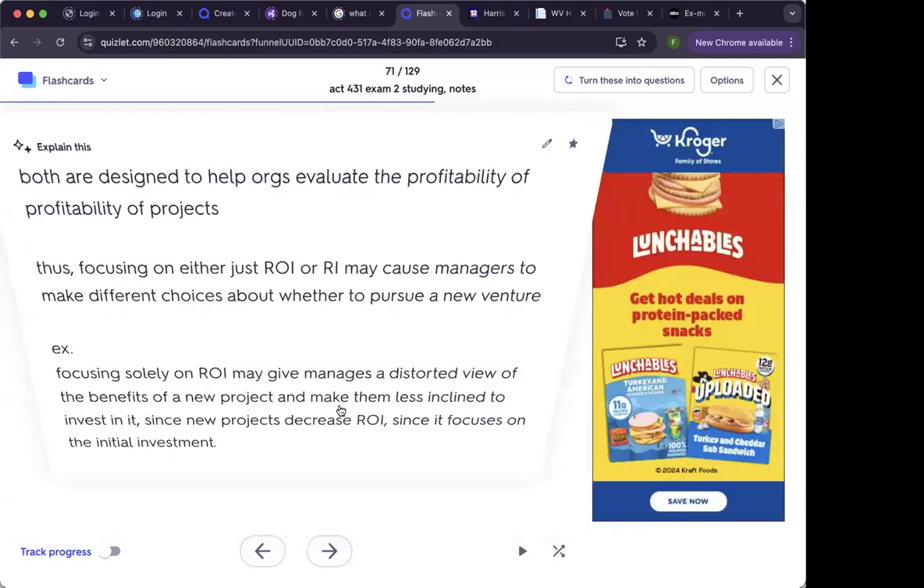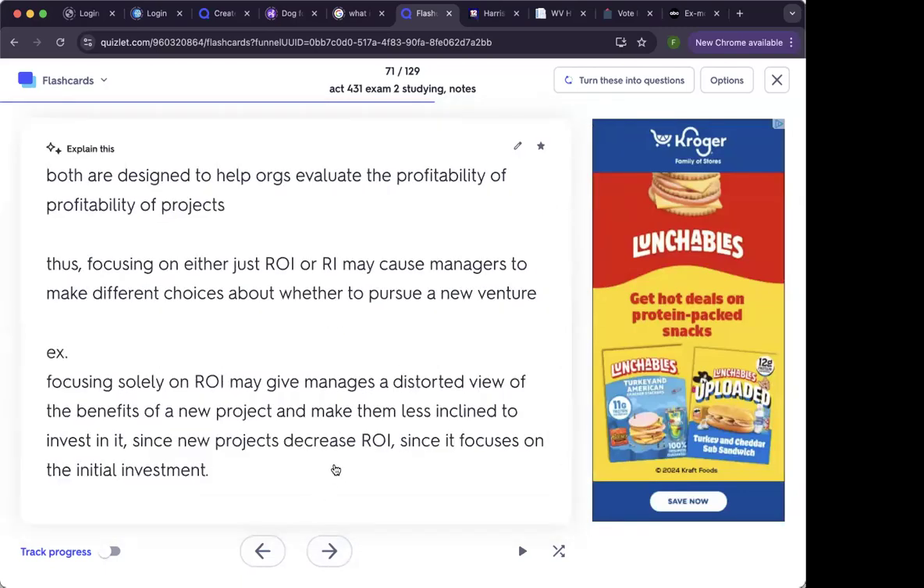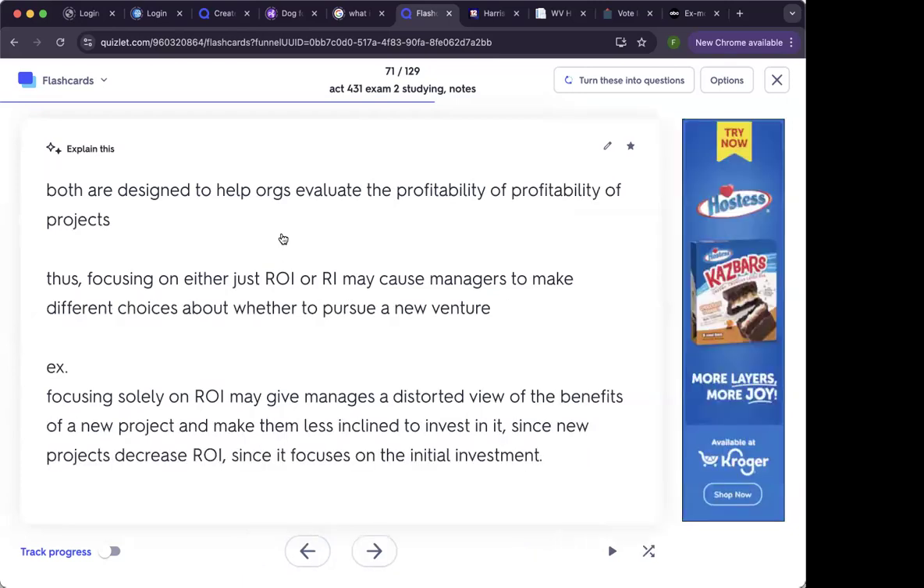RI versus ROI, both are designed to help organizations evaluate the profitability of projects. Thus, focusing on either RI or just ROI may cause managers to make different choices about whether to pursue a new venture. Example, focusing solely on ROI may give managers a distorted view of the benefits of a new project and make them less inclined to invest in it, since new projects decrease ROI since it focuses on the initial investment.